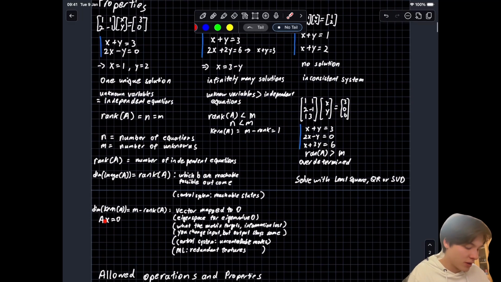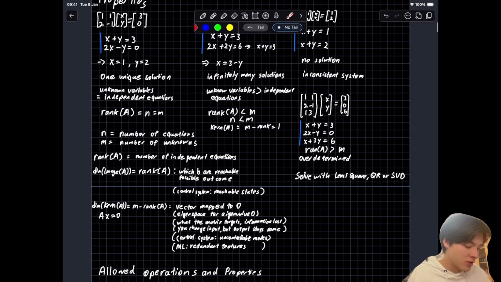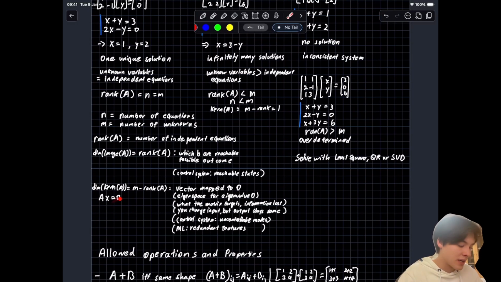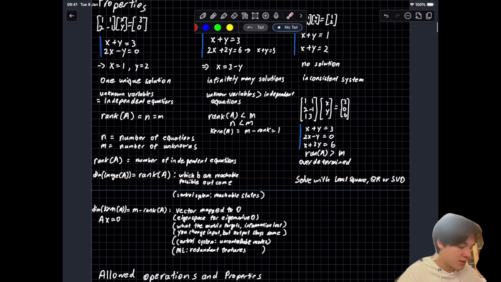Our kernel, or null space, I think it's called, is m minus the rank of A. It's all the vectors that are mapped to 0, and in this case, it will be 0. It's the eigenspace for eigenvalues that are equal to 0. This is what the matrix forgets. So if you change the input, the output stays the same. In control systems, it will be the uncontrollable modes. In machine learning, the redundant features. It's when Ax equals 0, so when we change something, it stays 0.